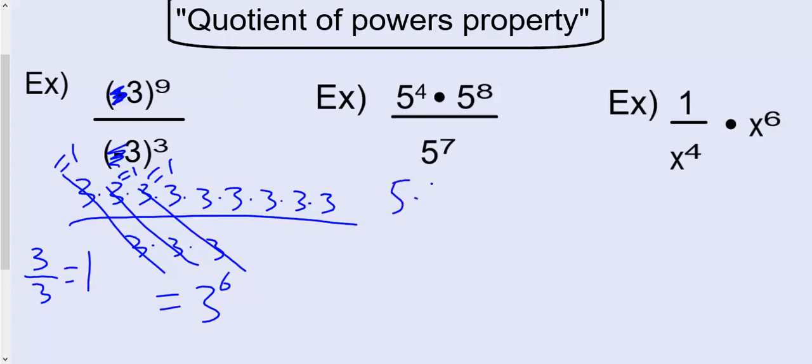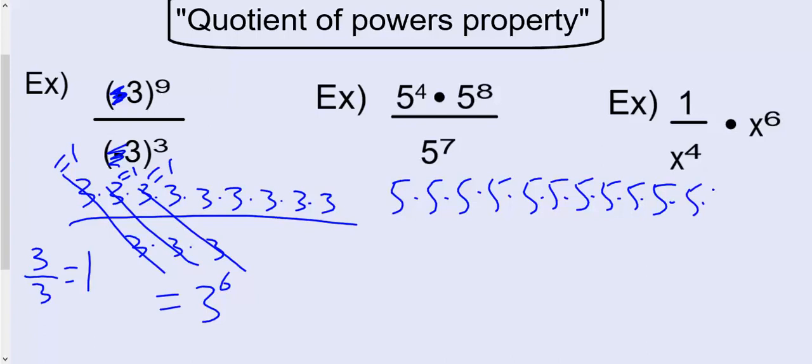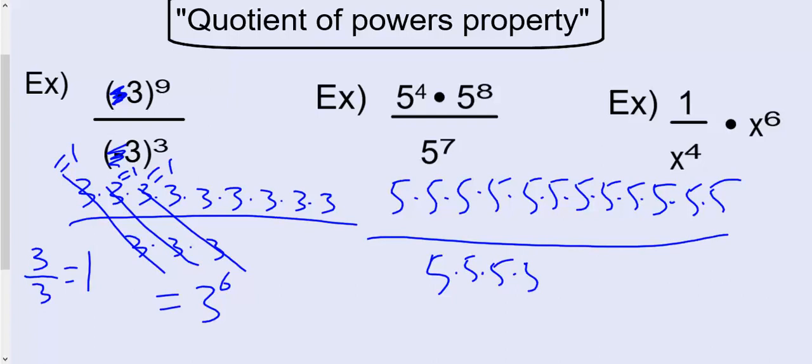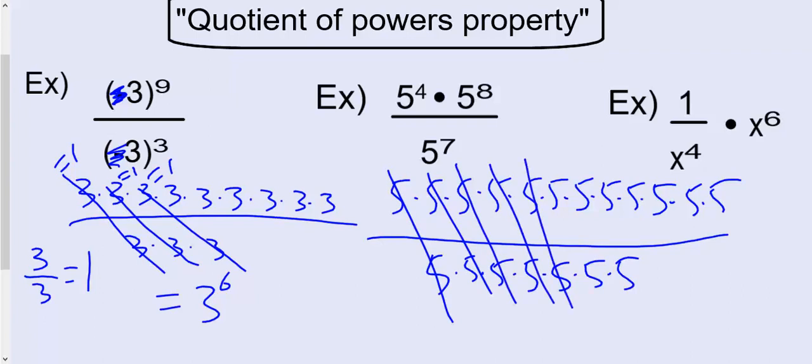All right, so I have 5 times 5 times 5 times 5, and then I have 8 more 5s. That's a lot of 5s. There's 12 of them. And then on the bottom I have 5 times itself 7 times. And then I'm going to see how many of these will equal 1. So that equals 1 and that equals 1. Those all equal 1. And I'm left with 5 to the 5th power.